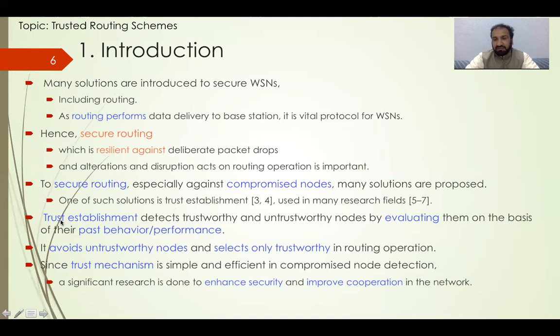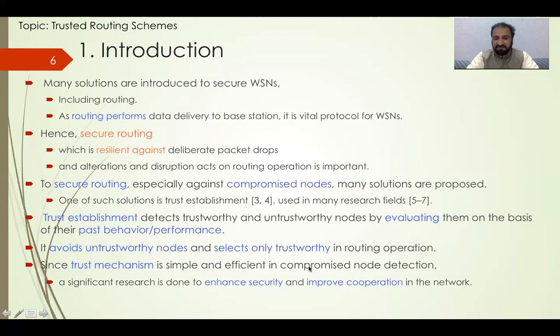Trust establishment. This is actually our topic. Trust management detects trustworthy and untrustworthy nodes by evaluating them on the basis of their past behavior or performance. So this is the job of each node to detect the behavior of its nearby neighbors. It avoids untrustworthy nodes and selects only trustworthy nodes in the routing operation. So in trust establishment, it will be decided which nodes are not behaving as decided. So they will be removed or detached from the routing process so that you can improve the performance of your routing protocol.